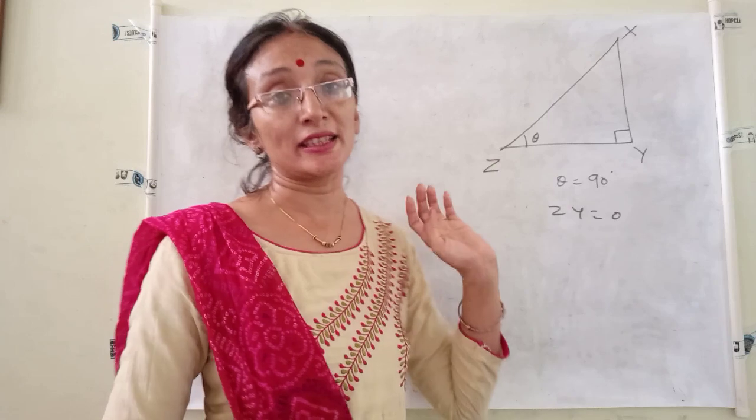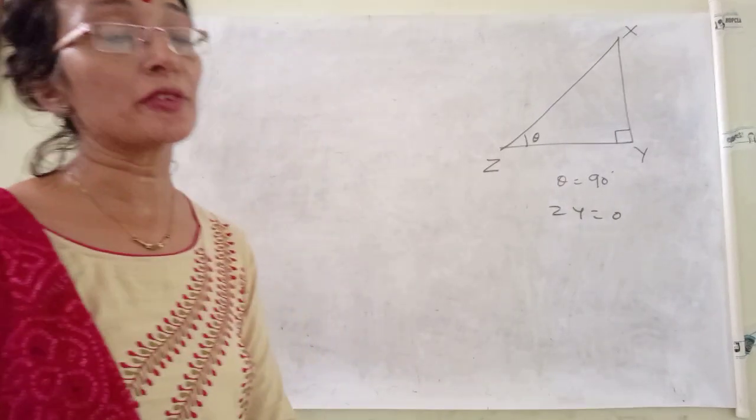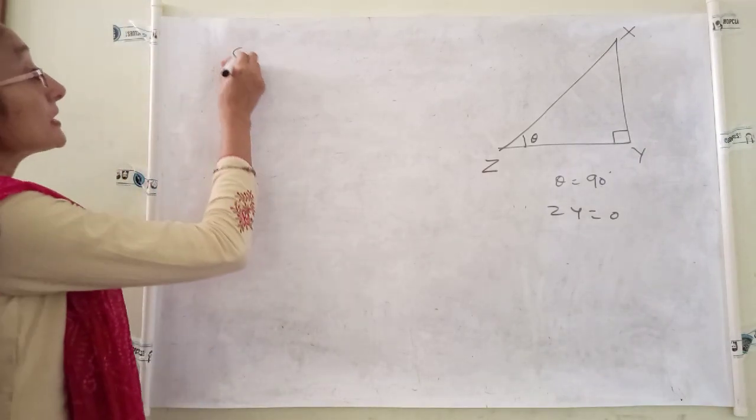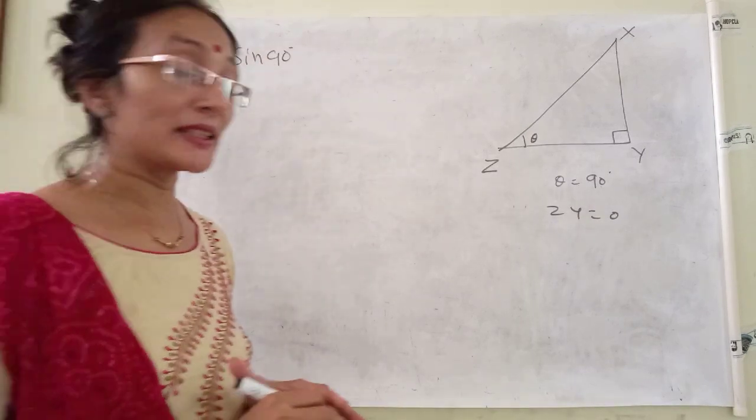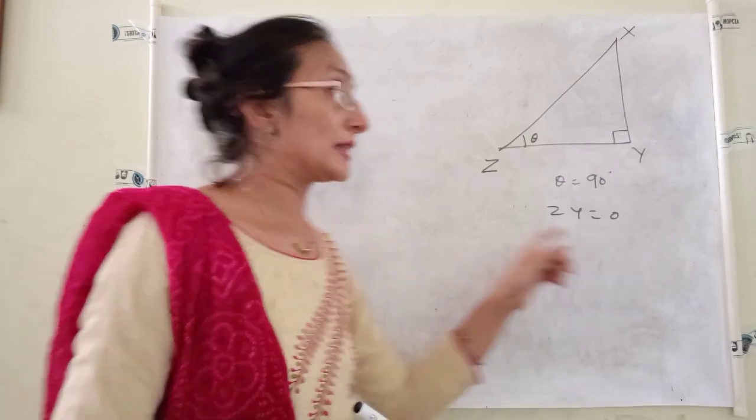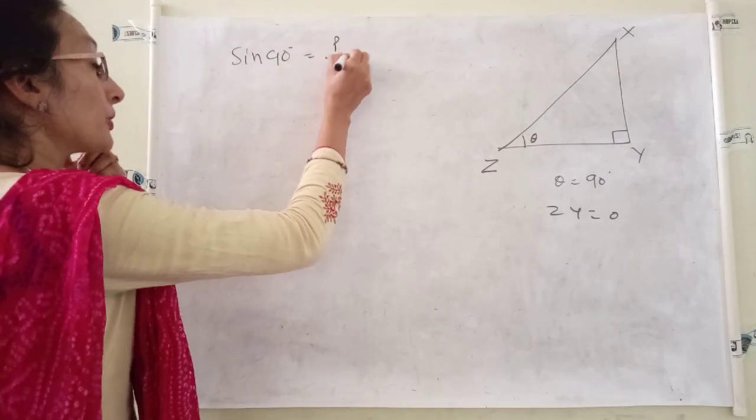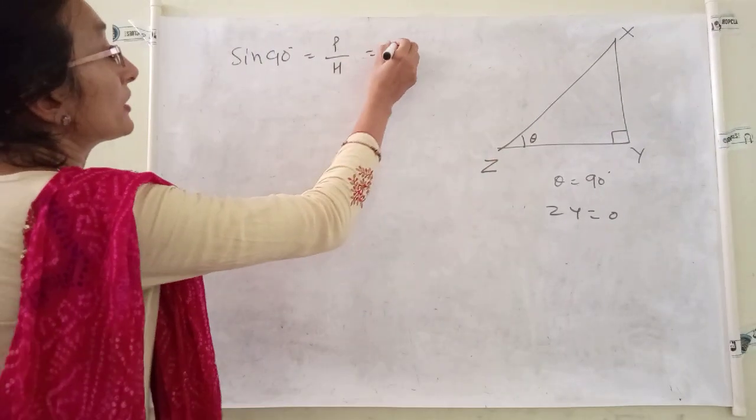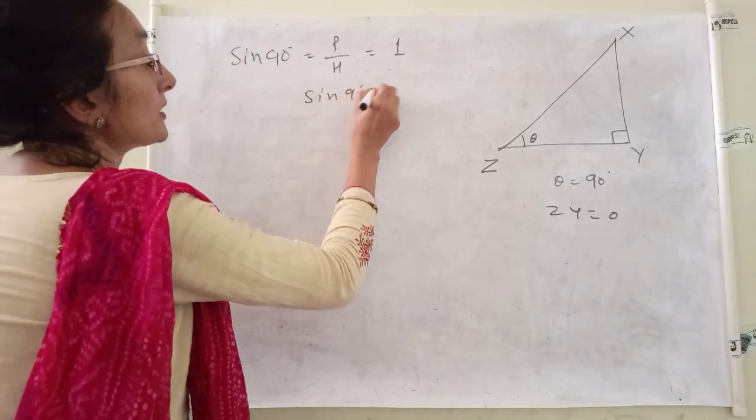Now for the 90 degree angle, suppose angle theta is 90 degrees. What will be the values of these trigonometric ratios? First of all, sin 90 degree. When the angle is 90 degrees, that means this base will be 0, and sin theta is perpendicular upon hypotenuse. They will be equal to each other, that means its value will be 1. So the value of sin 90 is 1.